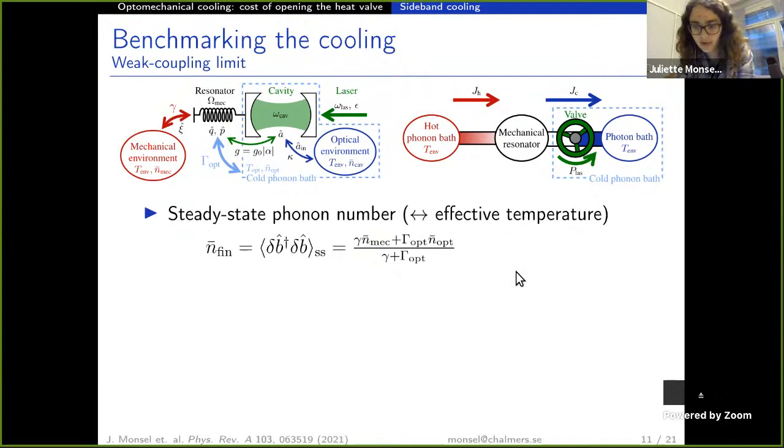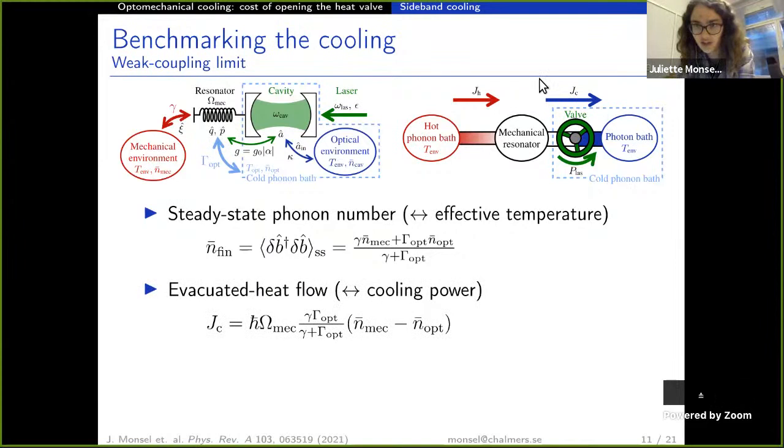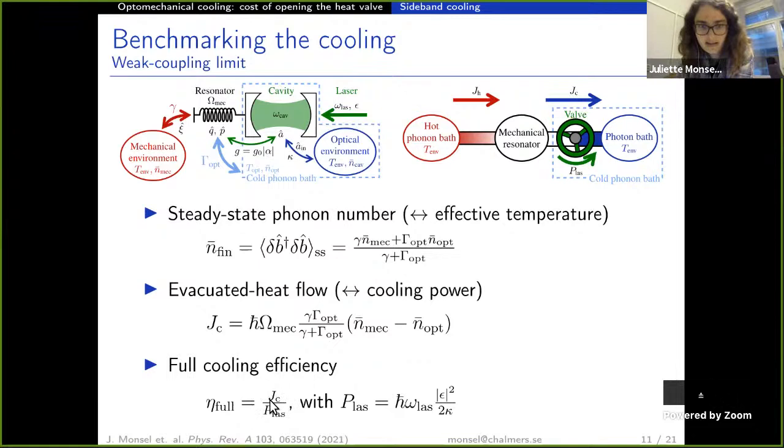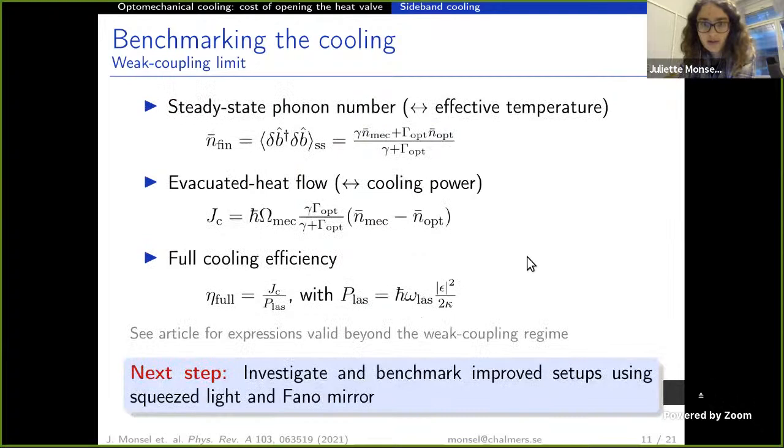So we also looked into the evacuated heat flow, which is this J_C here. And it's kind of analogous to the cooling power in a refrigerator. And it has this expression where you clearly see that it depends on the difference between the number of phonons in the hot bath and in the cold bath. And finally, to get the benefit-cost ratio, we define the full cooling efficiency as this evacuated heat flow, so what we want, divided by the cost, which is in this case the laser power we need to drive the cavity here. Okay. So all these expressions are in the weak coupling limit, but the full expressions are in the article if you're interested.